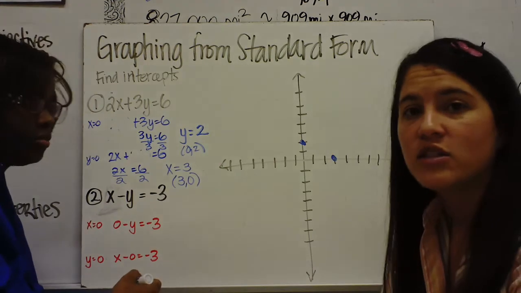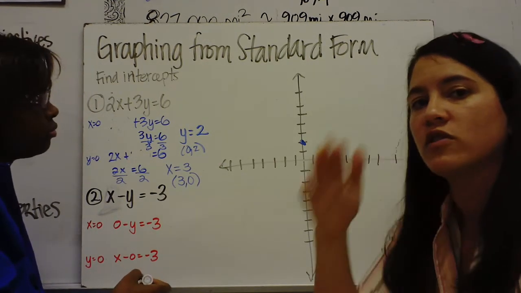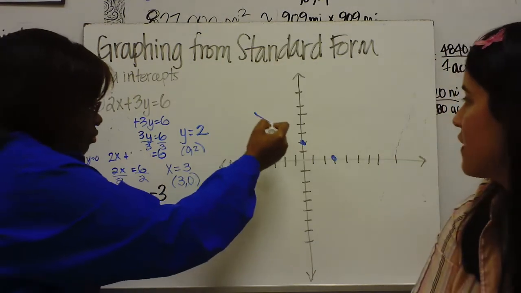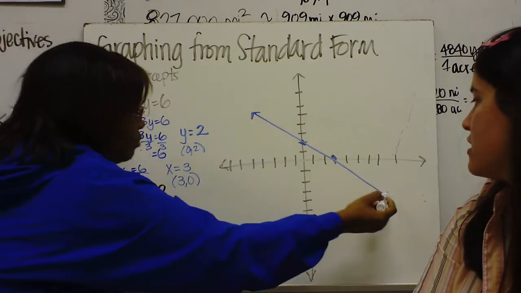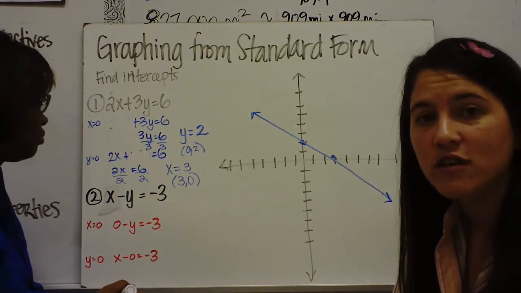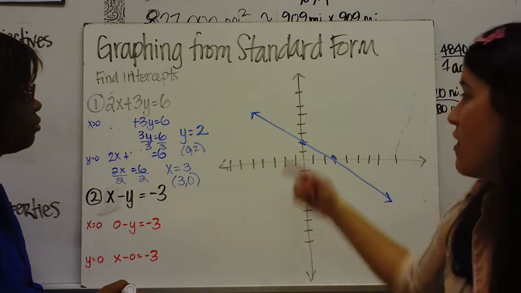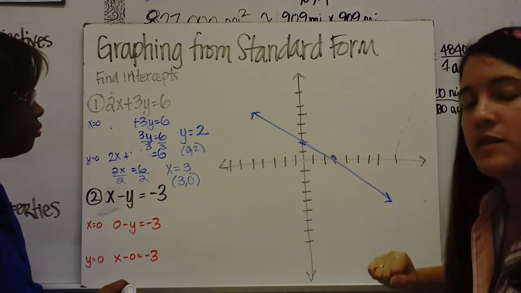Now you have 2 points. The only thing you need to graph a line is 2 points, and you're going to connect those 2 points with a line. Put arrows on your line to signify it's a line, and now we have graphed that line without y equals mx plus b. This is a negative slope, but it goes through our intercepts.